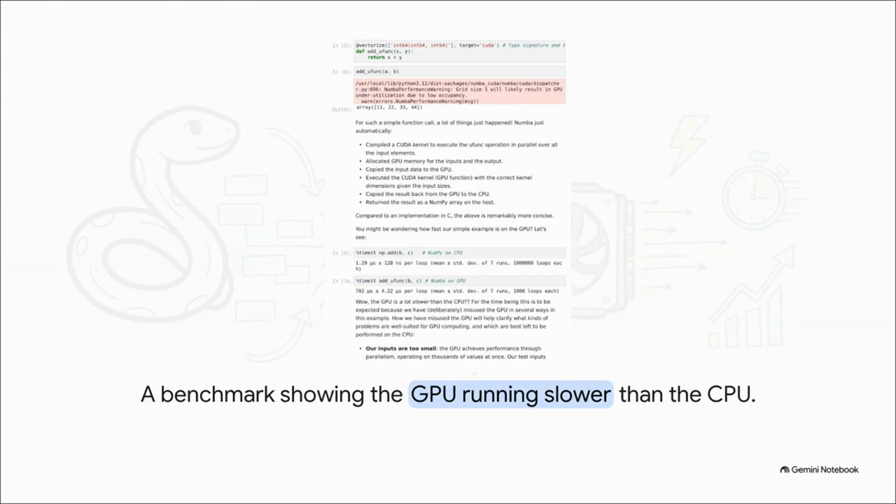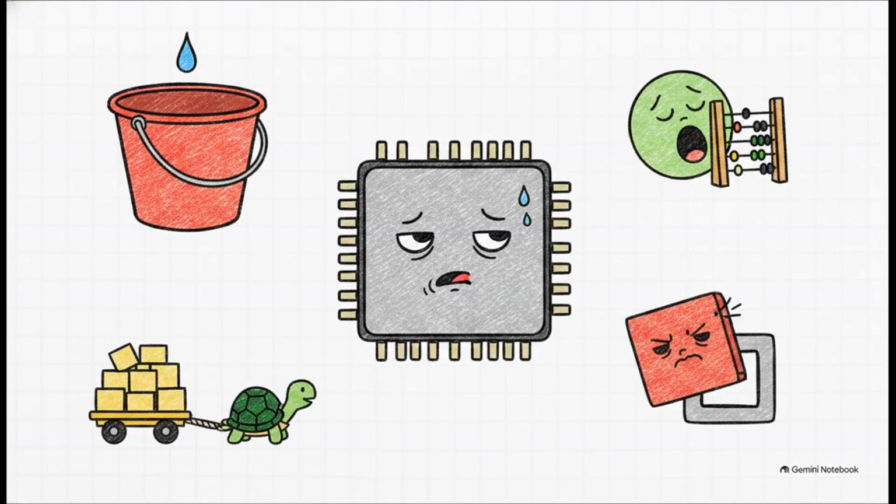The GPU took 702 microseconds, and the pure CPU version, just 1.29 microseconds. The GPU is drastically slower. This sparks a pretty great question. Why did our incredible parallel processor just get smoked by a standard CPU? Well, the answer is that we kind of deliberately misuse the GPU in that first example.